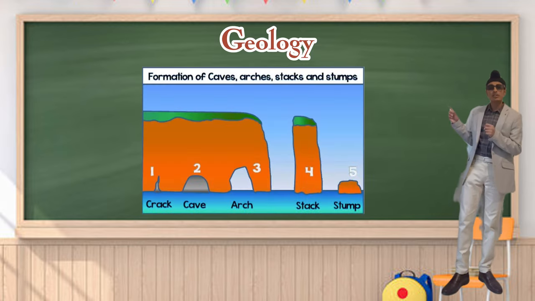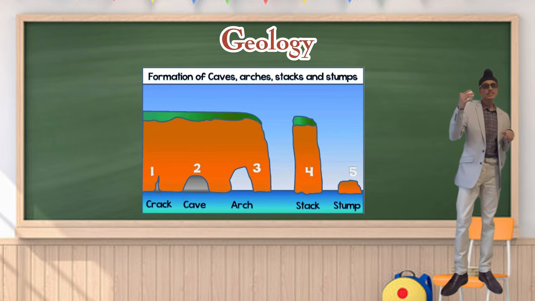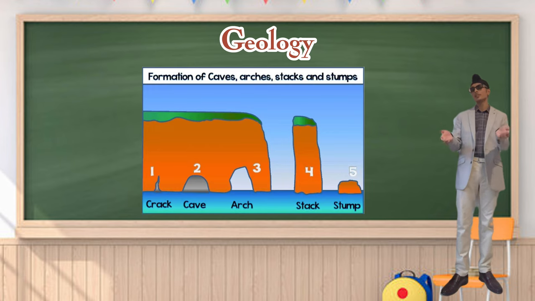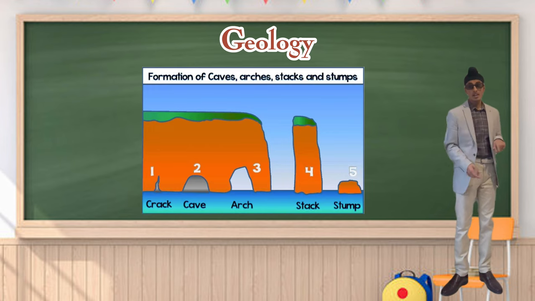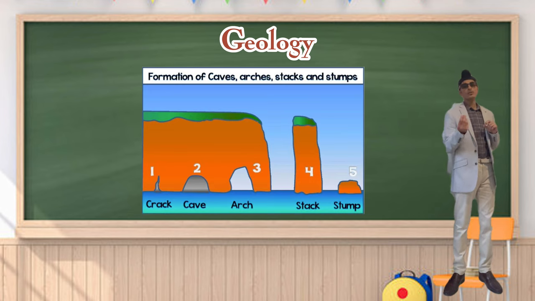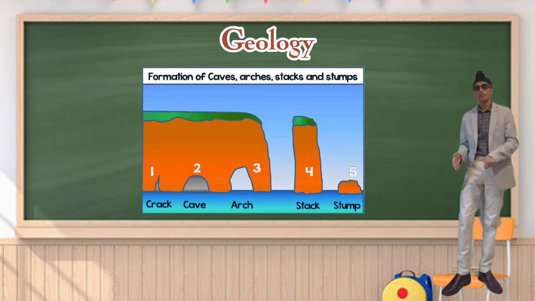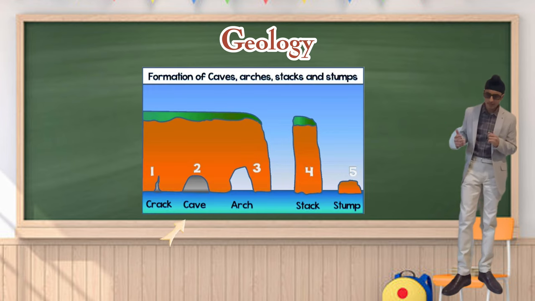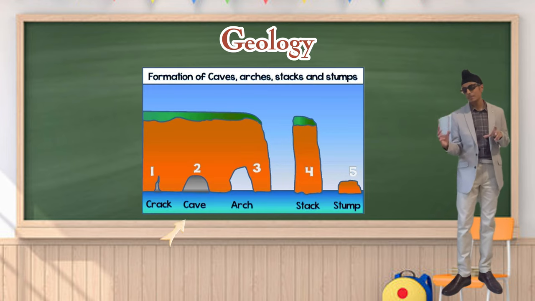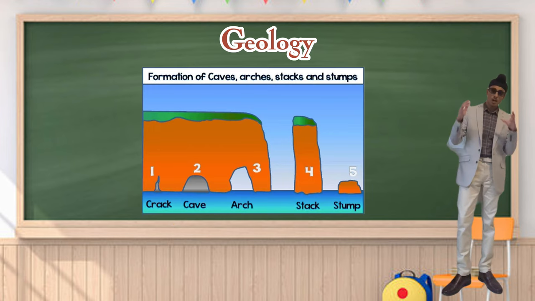Now here is a diagram I've put up, and this diagram basically explains how possibly the 12 Apostles could have been made. The first step is that water seeps in through the earth, and this creates a crack. Then the second step is that the crack turns into a cave, and slowly that cave deepens, and once the cave deepens, it turns into an arch.